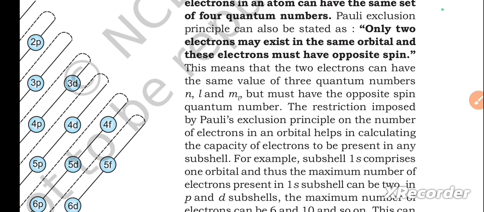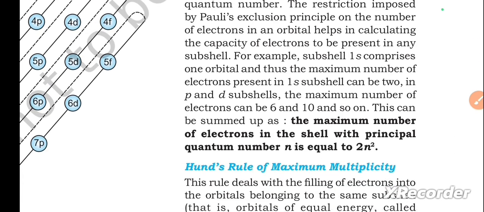The restriction imposed by Pauli's exclusion principle on the number of electrons in an orbital helps in calculating the capacity of electrons to be present in any subshell. For example, subshell 1s comprises one orbital and thus the maximum number of electrons present in 1s subshell can be 2.